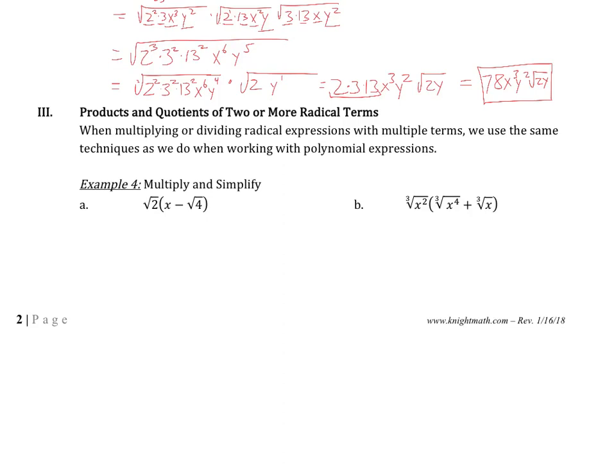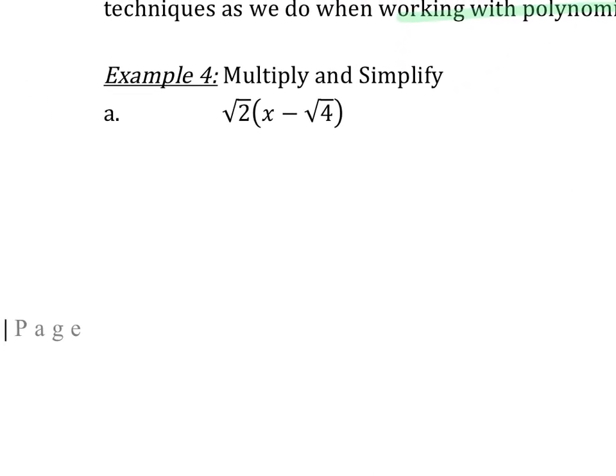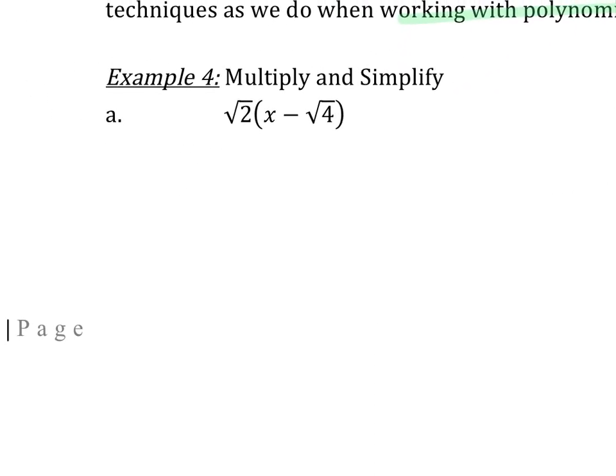So if we have two or more terms in the radical here, then, well, we'll see what happens. We've got to watch out for distribution. So we're going to use the same kind of things we do when we have a polynomial, same techniques that we use with polynomial expressions, all right? So remember, the radicals are just numbers, okay? They act very similar. So we're going to distribute here.